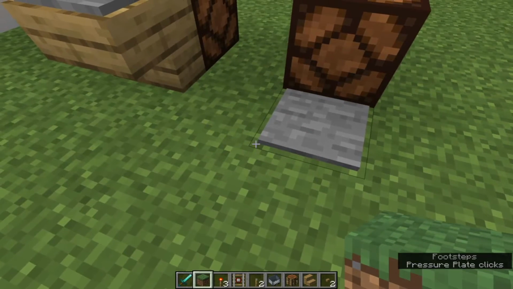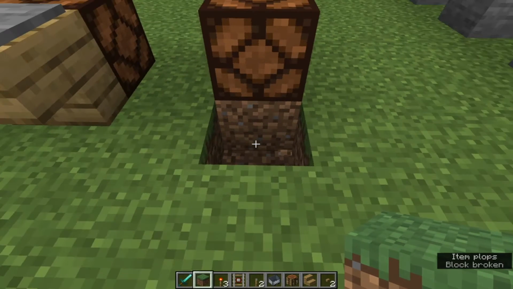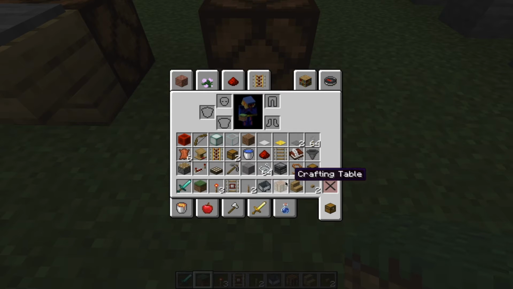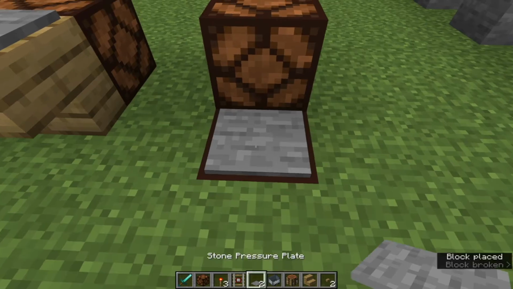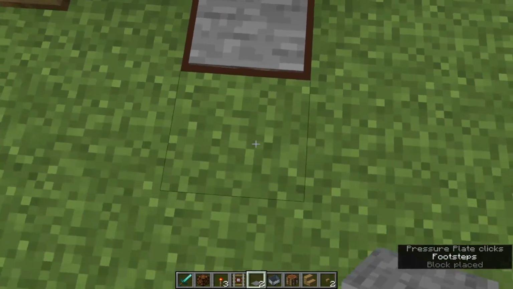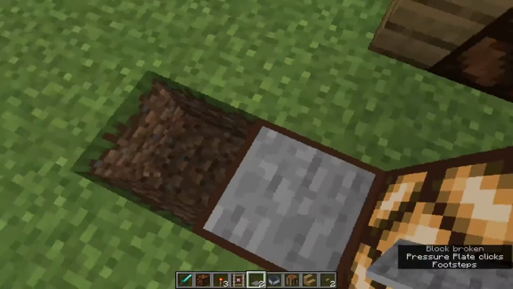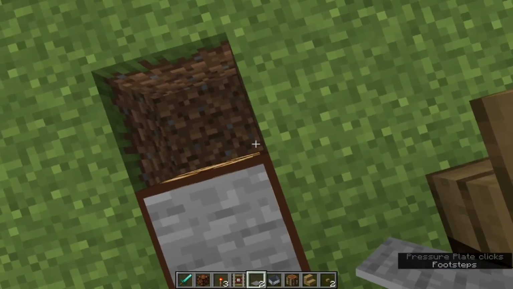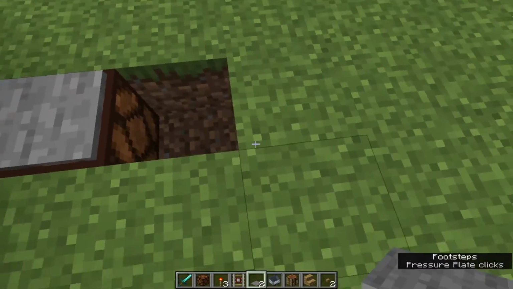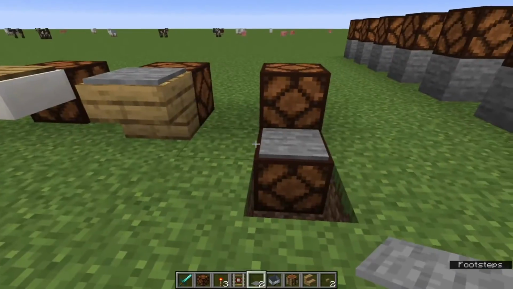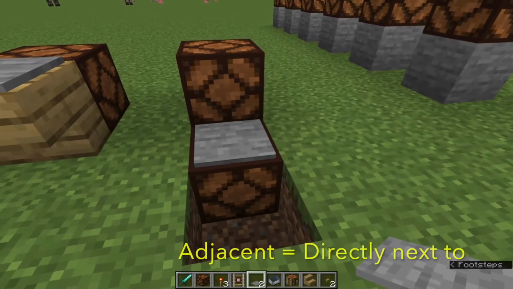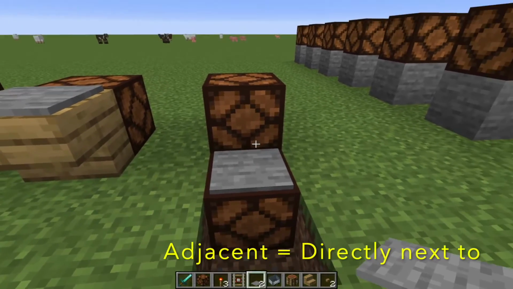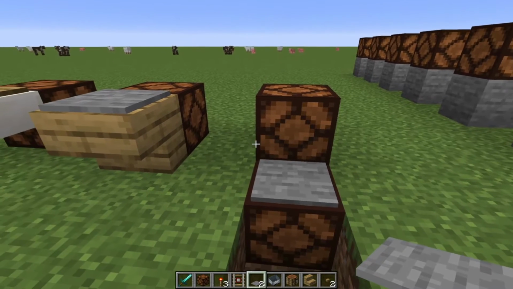If I were to remove this, the pressure plate goes away first. However, if I put a redstone lamp and we put a pressure plate on top of it, well, we can't see it, but it's going to activate that lamp as well. Can you see it down there? It's lit. Okay. Every block adjacent. It's actually every block that's adjacent to the block that the pressure plate is occupying.